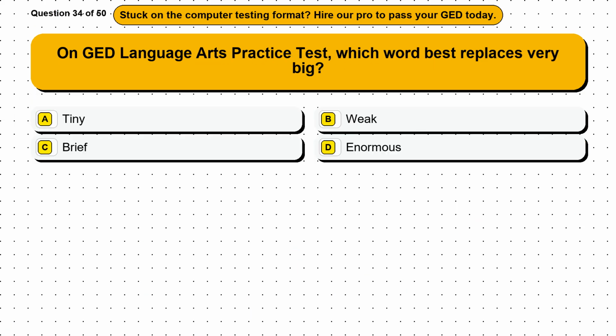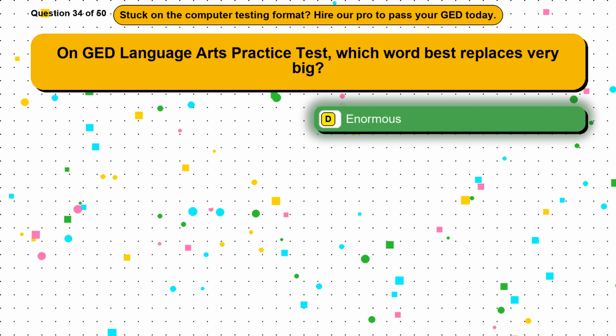Question 34. On GED Language Arts Practice Test, which word best replaces very big? Option A, tiny. Option B, weak. Option C, brief. Option D, enormous. The correct answer is option D, enormous.